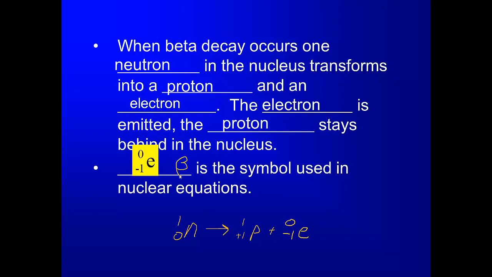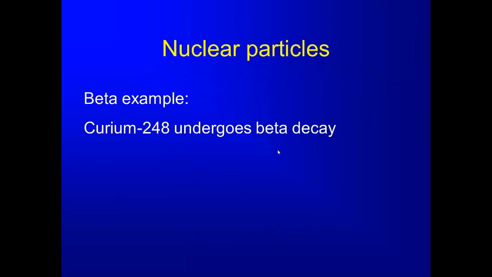Okay, now sometimes you'll see it just written as beta decay, and you need to know these mean the same thing. So you need to know alpha is 4,2He. You need to know beta is 0,-1e. You need to know them. So let's look at an example of this one.